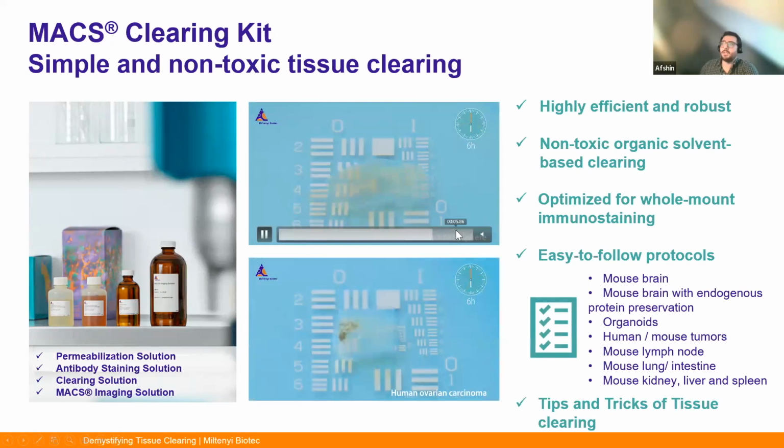So the clearing kit is highly efficient and robust. It is non-toxic, organic solvent based, optimized for whole mount immunostaining. As I said, we have the dedicated protocols, and at the end, we also have a tips and tricks of tissue clearing document. You can also use it for troubleshooting in other types of organic solvent-based clearings, so it is not limited to our kit.